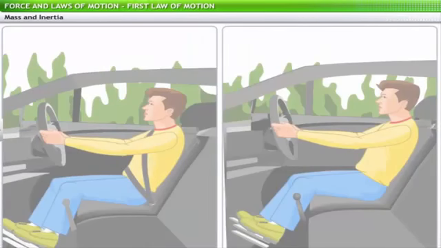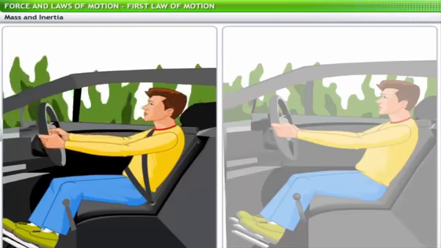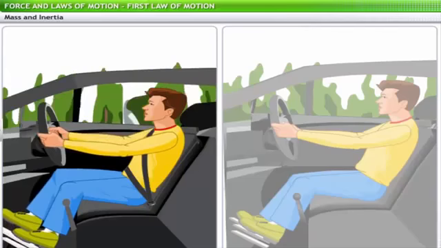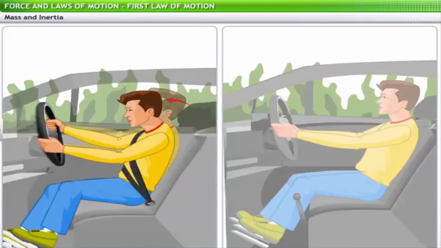We are all advised to wear seatbelts while driving. Why do you think it's so important? Let's find out. When the driver of a car applies brakes and the car slows down or comes to a halt, have you noticed that the driver's body tends to continue in the same motion due to inertia? Inertia is the reason the driver is pushed forward in such situations.